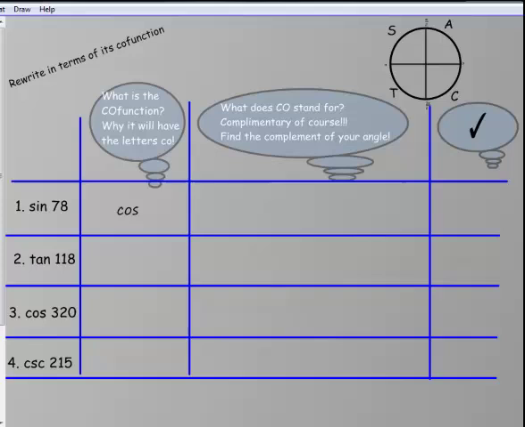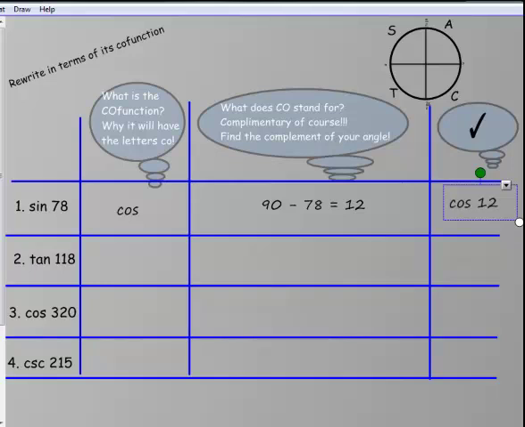All right, well, my angle is 78. So 78, what's my co? How do I do that again? Oh, there we go. I just take 90 minus 78 and I get 12. So now if I put it all together, there it is, the cosine of 12.